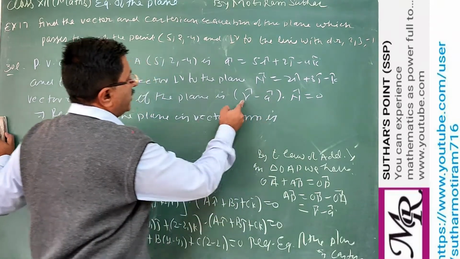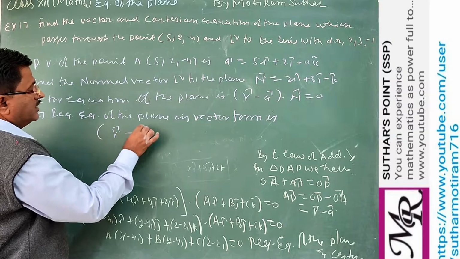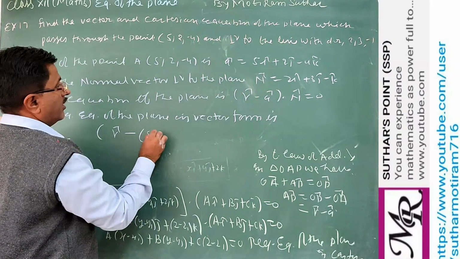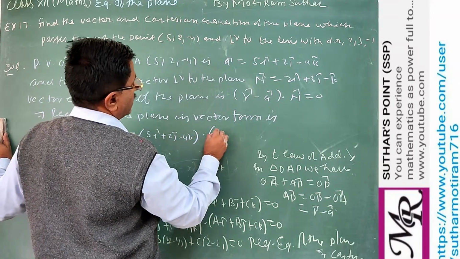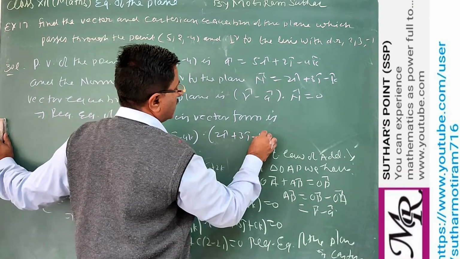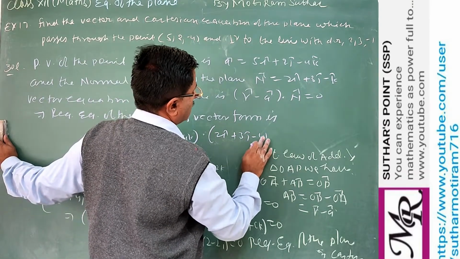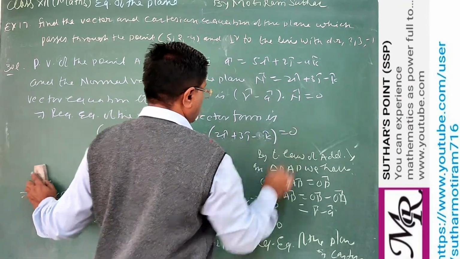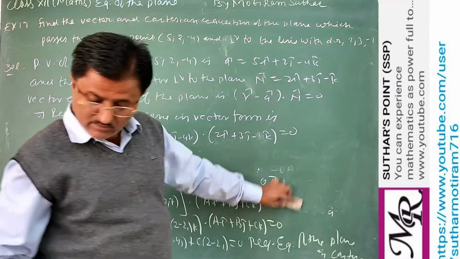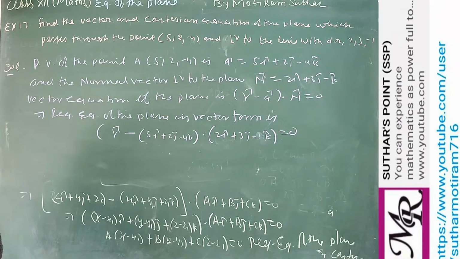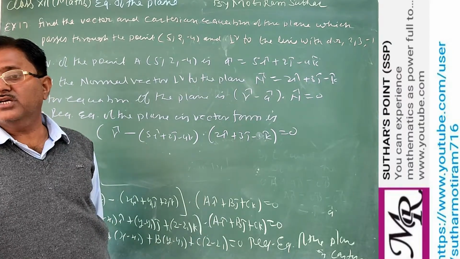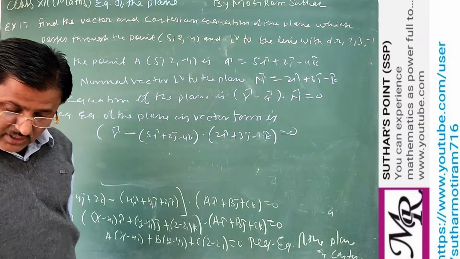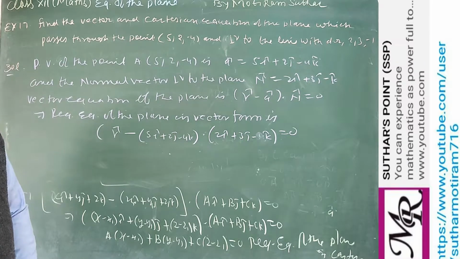In vector form you write (vector r, already given, minus a, this is 5i plus 2j minus 4k) dot n, that is 2i plus 3j minus k, equal to 0. Okay? So this you have to write in this form only. There is no need to solve further. If you solve further, it will give you the Cartesian form. Clear? So this is the required vector form of the equation.